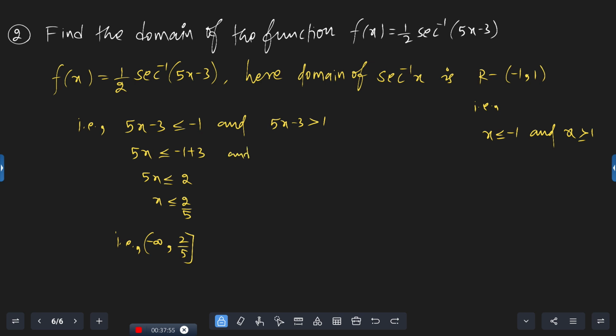And the second part, here you simplify 5x minus 3 greater than 1. When you send 3 to the other side, plus, 5x is equal to 4. Then x is equal to 4 by 5 above. So I will write this as 4 by 5 above now. 4 by 5 means small number first, and above means till plus infinity.